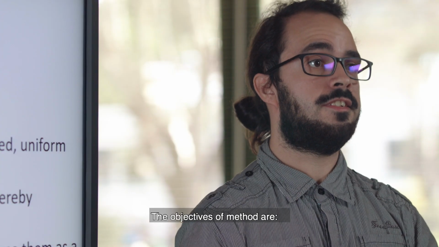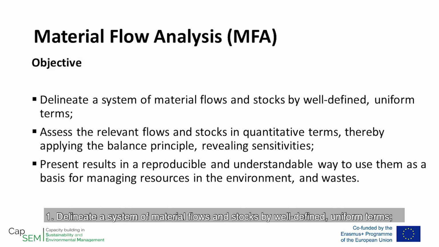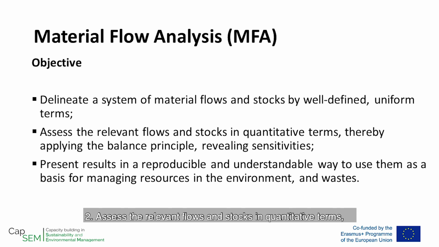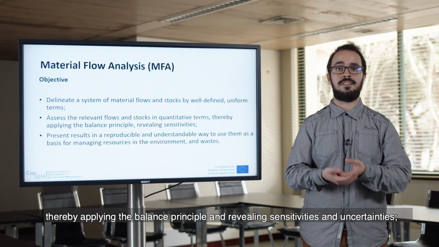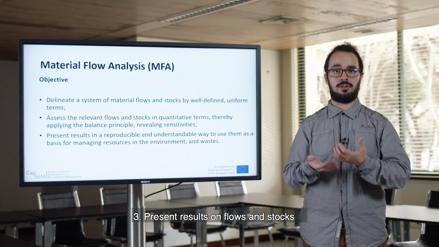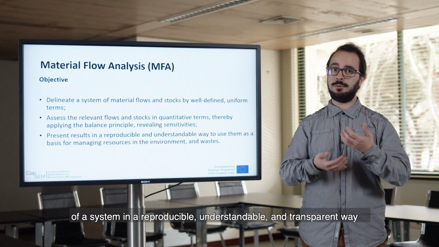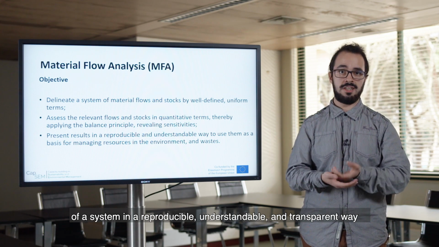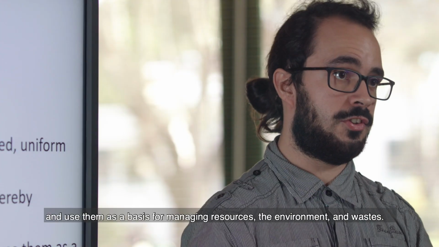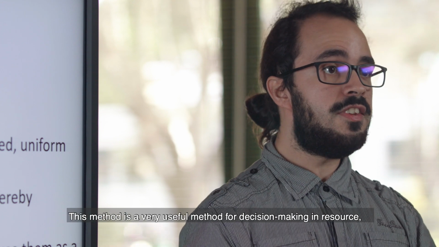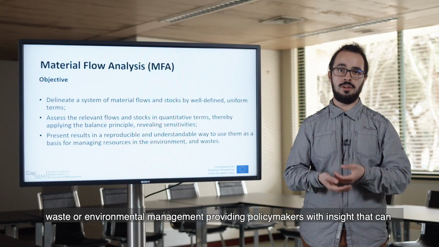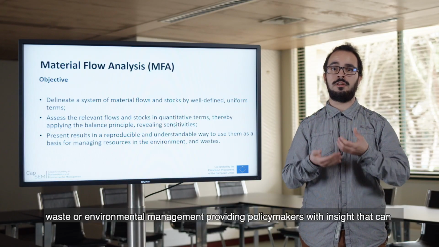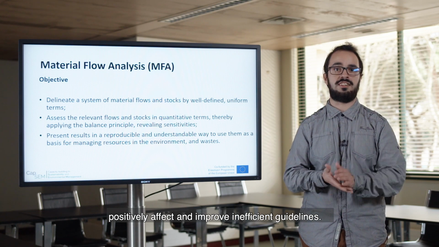The objectives of the method are: delineate the system of material flows and stocks by well-defined uniform terms, assess the relevant flows and stocks in quantitative terms, thereby applying the balance principle and revealing sensitivities and uncertainties, and present results on flows and stocks of the system in a reproducible, understandable, and transparent way, and use them as the basis for managing resources, the environment, and waste. This method is very useful for decision-making in resource, waste, or environmental management, providing policymakers with insight that can positively affect and improve inefficient guidelines.